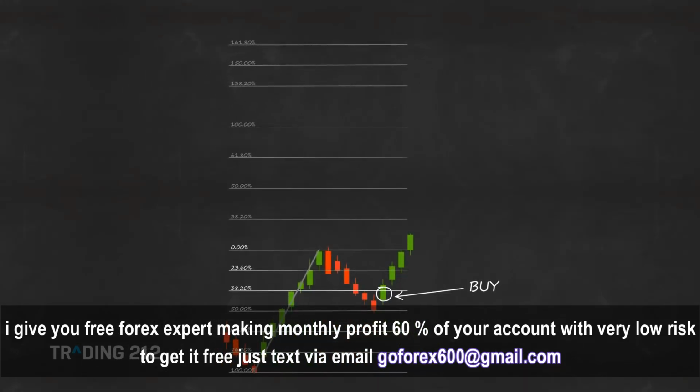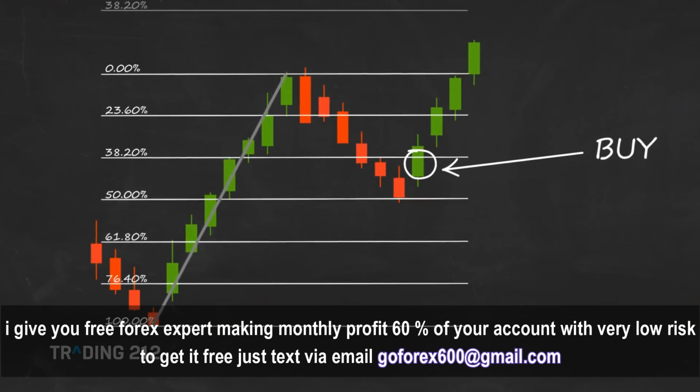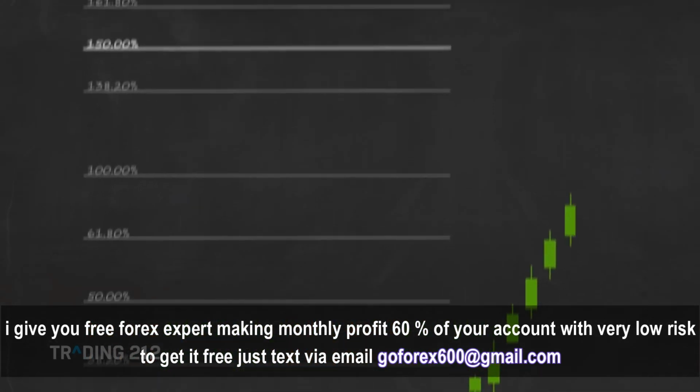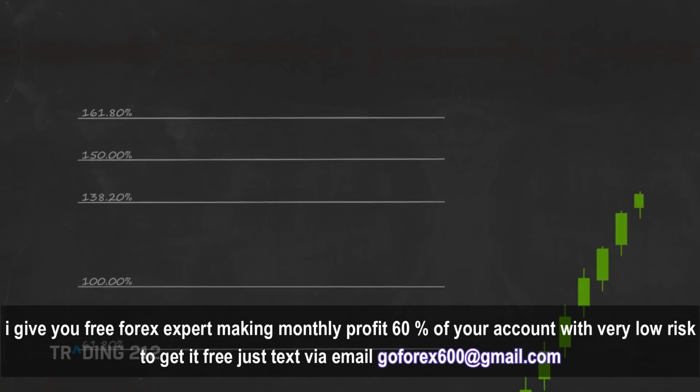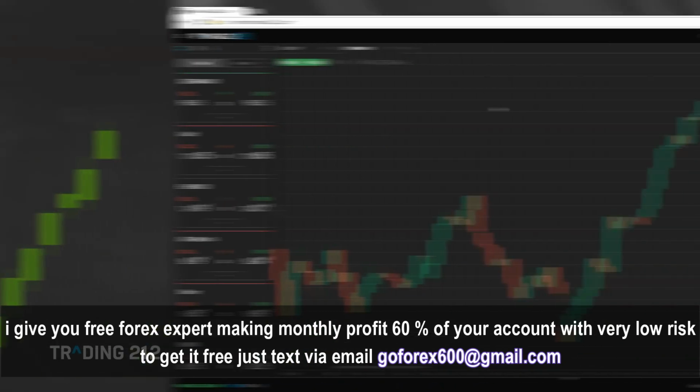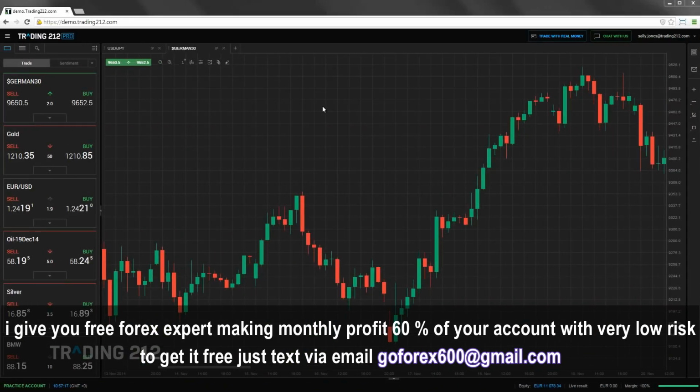The Fibonacci extensions correspond to retracement levels, making it all very simple. If you enter at 50 or 61.8%, a good take profit is the corresponding extension level at 161.8%. Let's go to the Trading 212 Pro platform to demonstrate how to use the Fibonacci retracement tool.